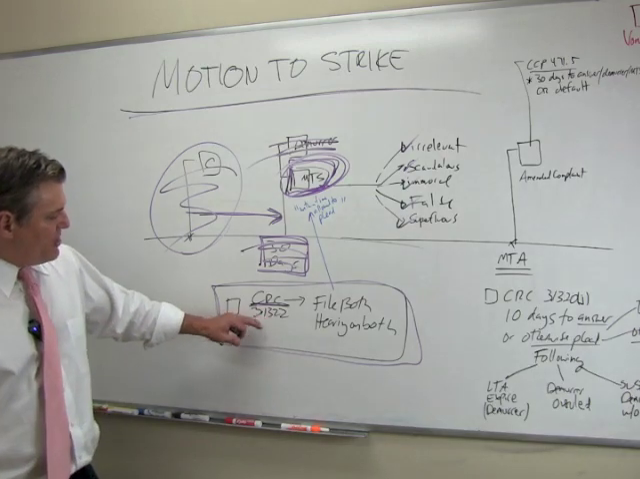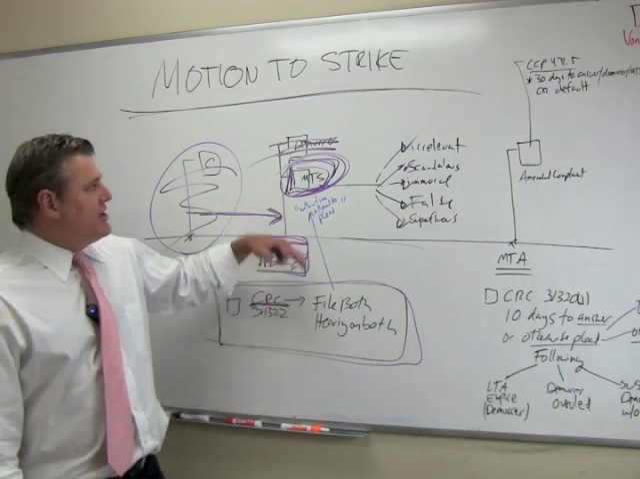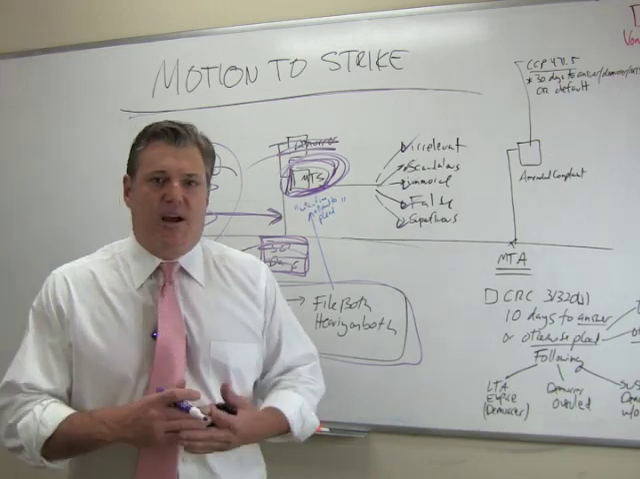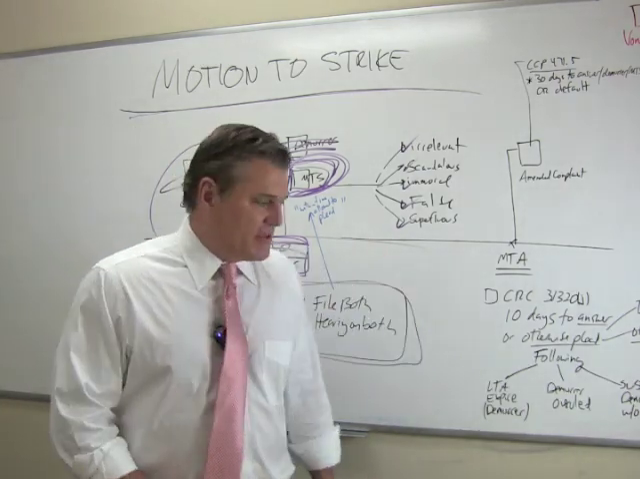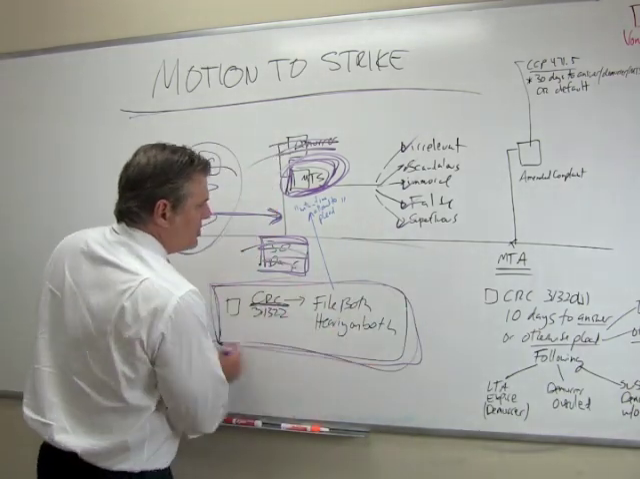But California Rule of Court 3.1322: usually if you're filing a demurrer and a motion to strike at the same time, they need to be heard at the same time. Okay, there's your general rule.